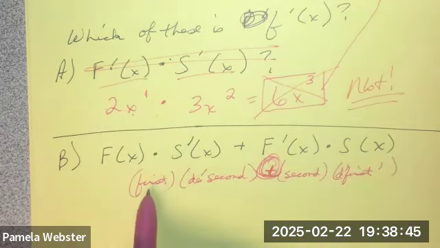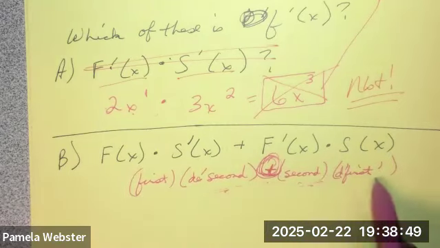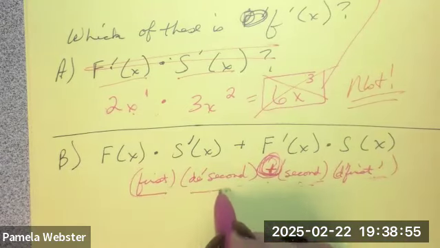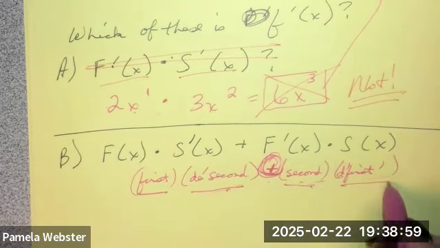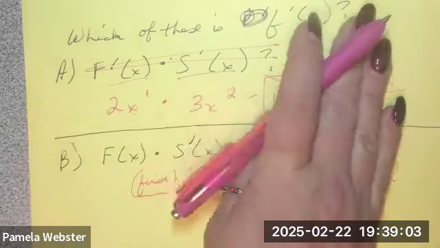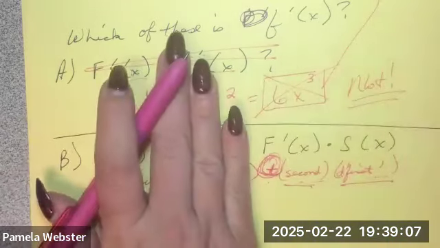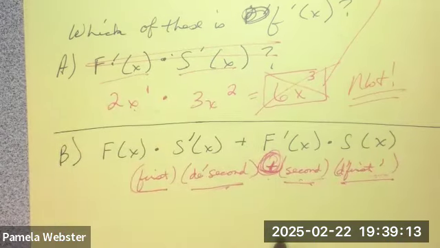Okay, but here, we're doing the first times the derivative of the second plus the second times the derivative of the first. It doesn't really matter which order, as long as you have one of them and the derivative of the other one, then the other one and the derivative of the first. So you can't have the first times the derivative of the first. That's not going to work for you. And you can't have the second times the derivative of the second. That's not going to work for you. Don't do that. I see people try to do that.